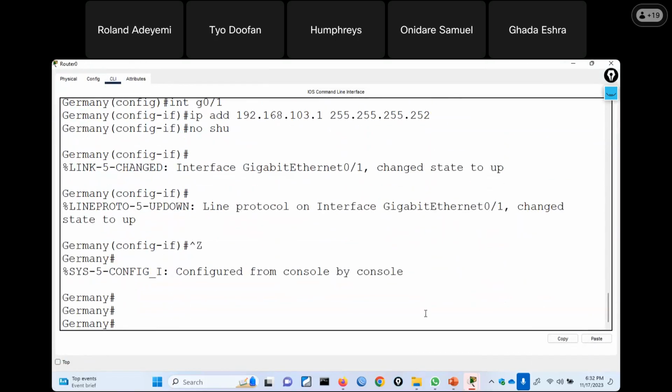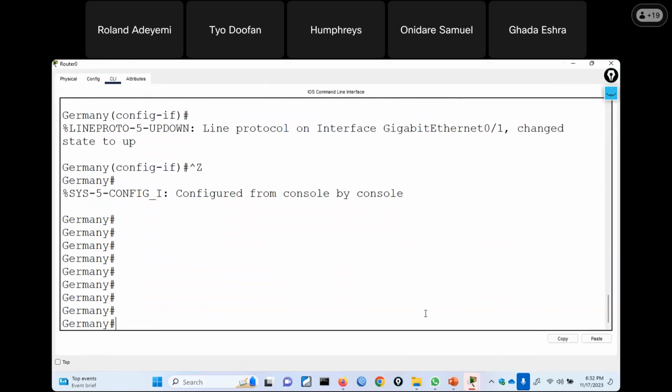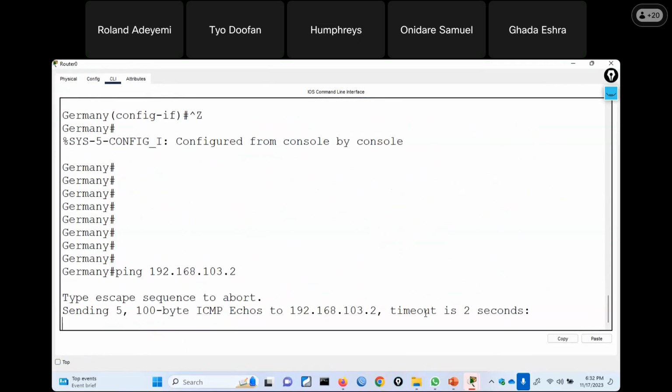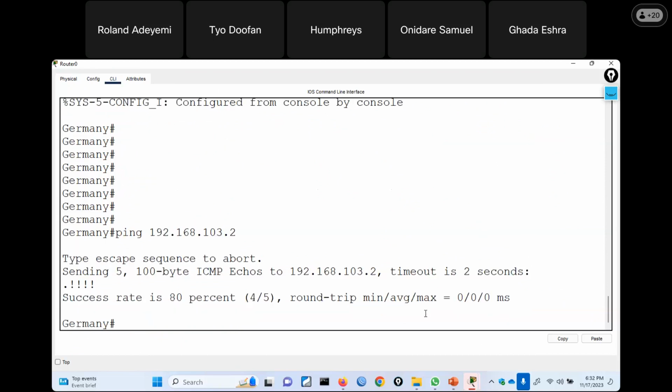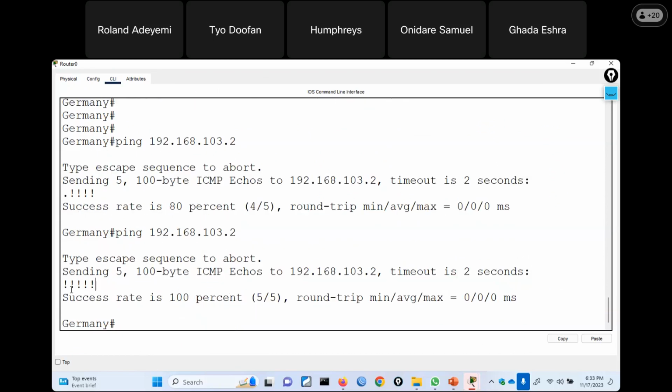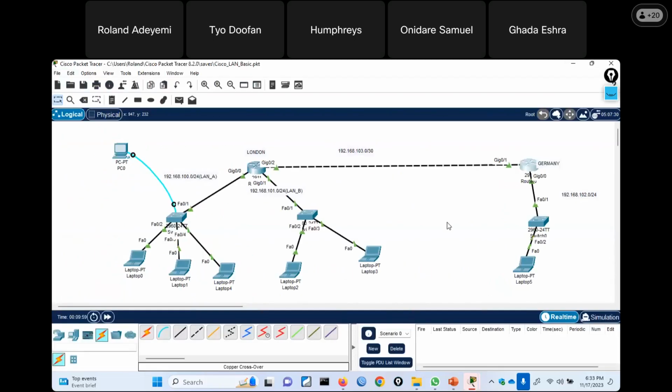So now let's see if they can talk to themselves. Don't forget what I taught you: build, verify, build, verify, build, verify. So now ping the other side. I'm in Germany. I want to ping the London router. I'll say ping 192.168.103, London router is .2. I want to be sure they can see themselves. Beautiful. You can see now the two routers can communicate. So now I am done with this connection.